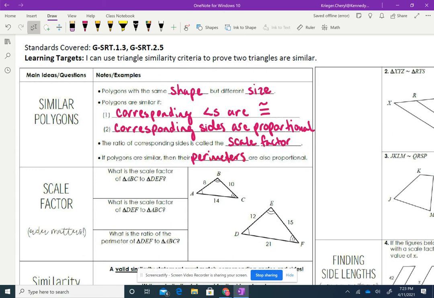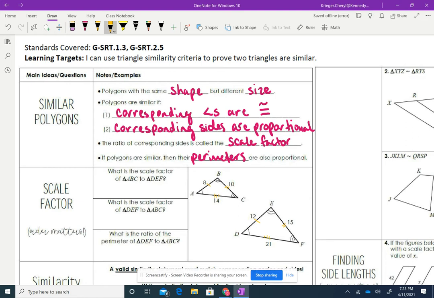Okay, so let's try to find the scale factor from triangle ABC to DEF. So notice triangle ABC to DEF, we have these corresponding parts, right? So let's go ahead and mark those. AB is congruent to DE. BC corresponds to EF. And AC corresponds to DF.